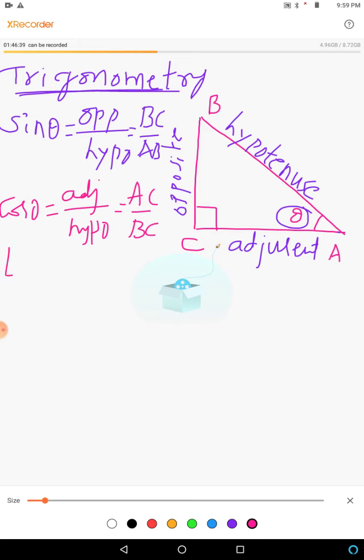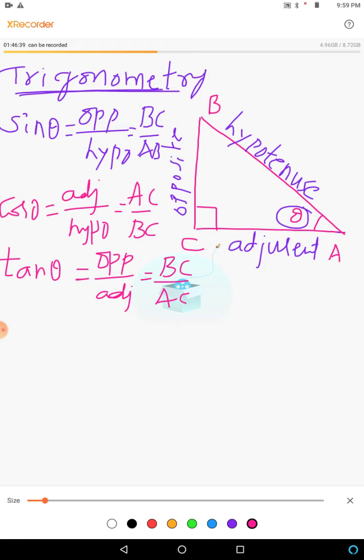Then we have another function, the tan function. Tan theta, the tangent of theta, is equal to opposite by adjacent. The opposite is BC, divided by AC. So these are the three basic trigonometric functions.